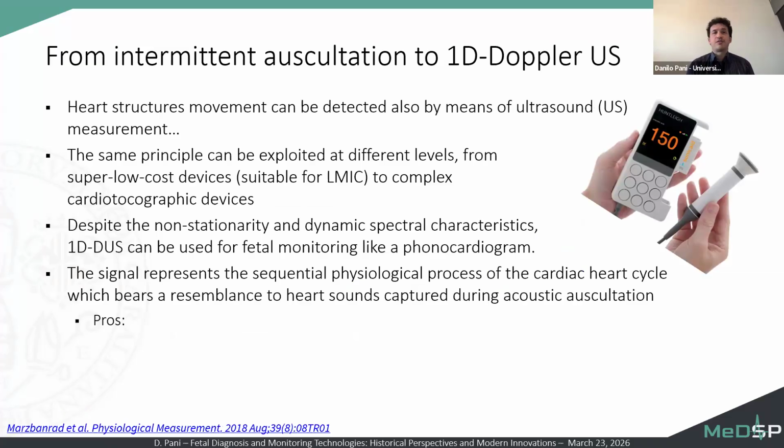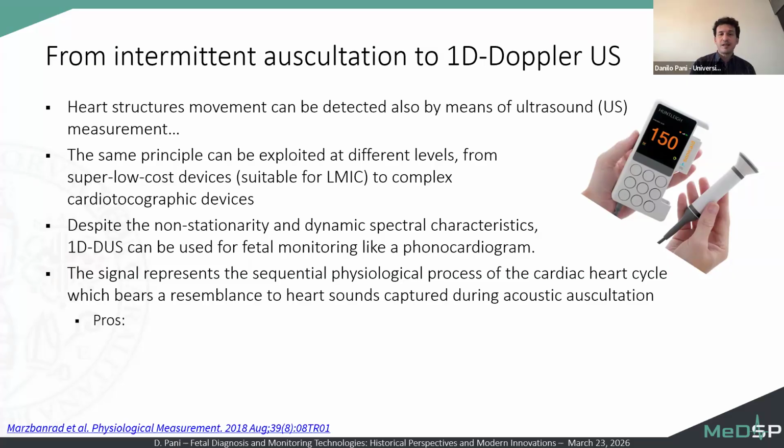An alternative solution is that of using 1D ultrasound, Doppler ultrasound. So in this case, the system is based on an ultrasound probe, and the 1D signal is used to detect the movement of the heart walls of the baby. So the same principle can be used in different devices with different costs, starting from very low-cost devices that are suitable for low-medium income countries, where maybe more complicated devices are unavailable or unaffordable.